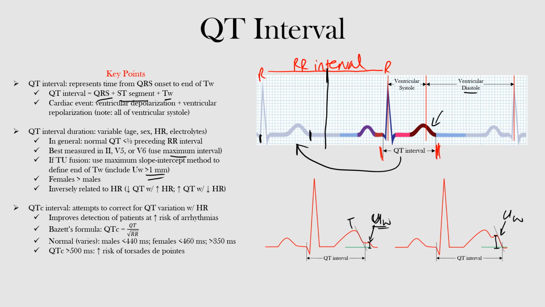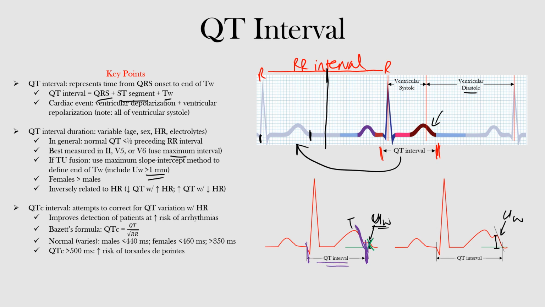In this first case, we can see that it's short, so we're not going to include this terminal portion. Because of that, we will take our maximum slope from the top of the T wave and extend it down. Where that intercept happens, we take it as the end of our T wave, and so we make our QT interval from the beginning of our QRS to that point there.